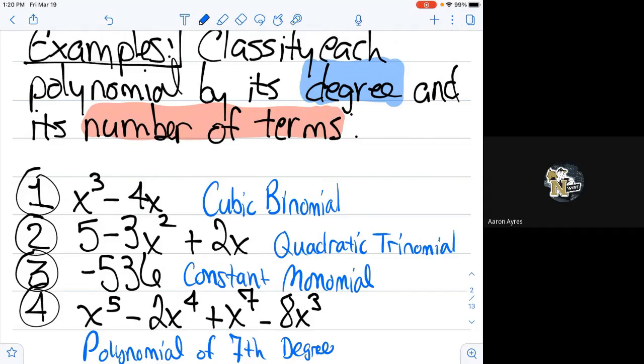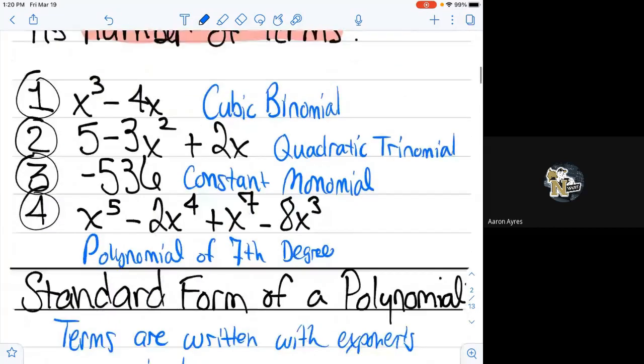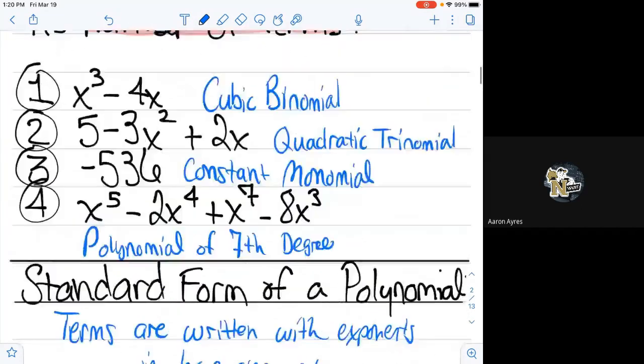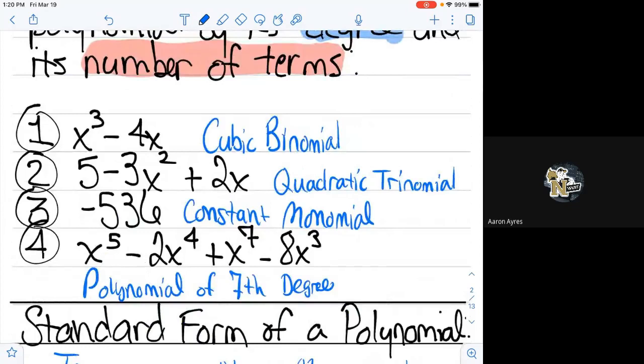Okay. Questions so far? You're probably wondering when are we going to start adding and subtracting, right? All right, we're getting there. One more thing we have to discuss first, okay? Now, we've seen this standard form before, right? Remember when we talked about linear equations, one of the forms was standard form? AX plus BY equals C. We were talking about that way back last semester.